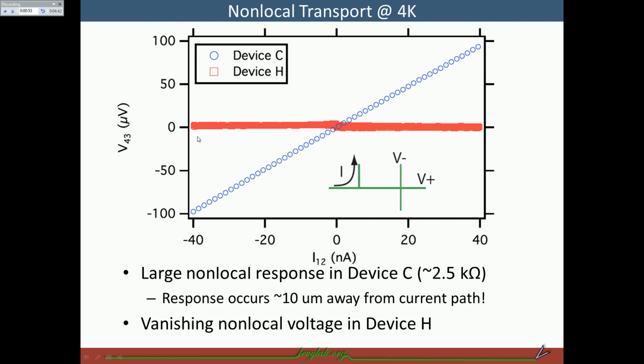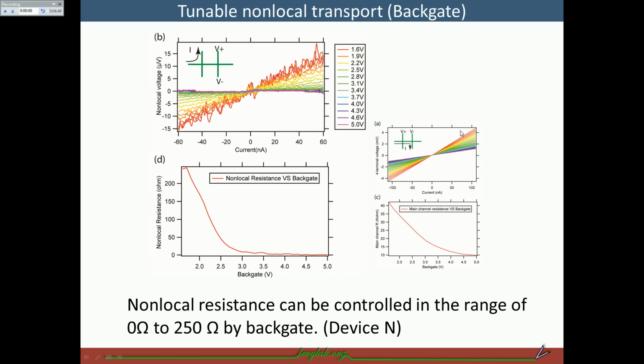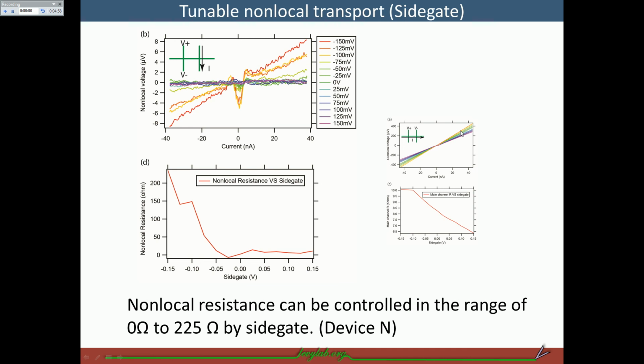And the slide H shows the non-local signal. And this non-local signal can be controlled by the backgate. Here we show the backgate controls non-local transport. And this non-local transport can also be controlled by the sidegate, a similar kind of controllable gate. The non-local resistance can go from 0 to around 225 ohms.